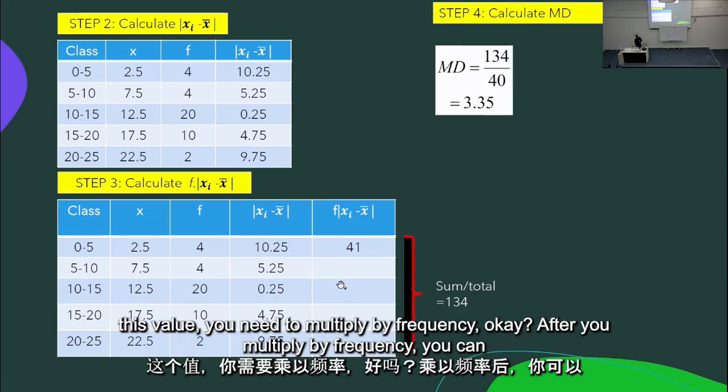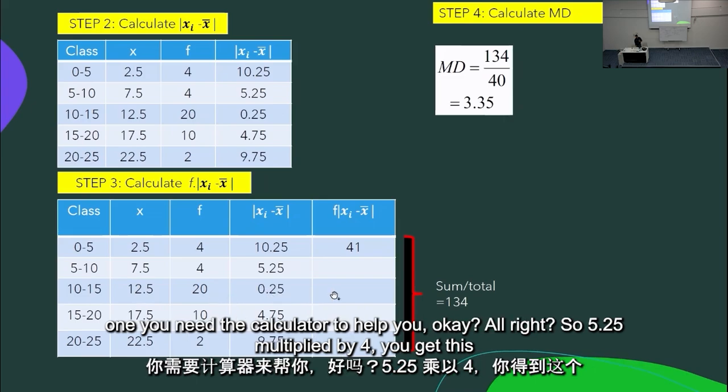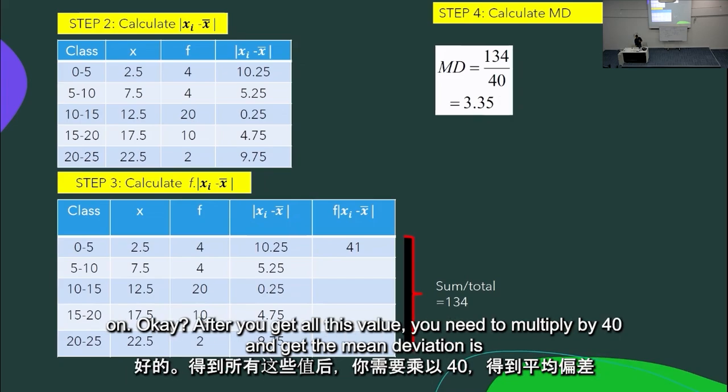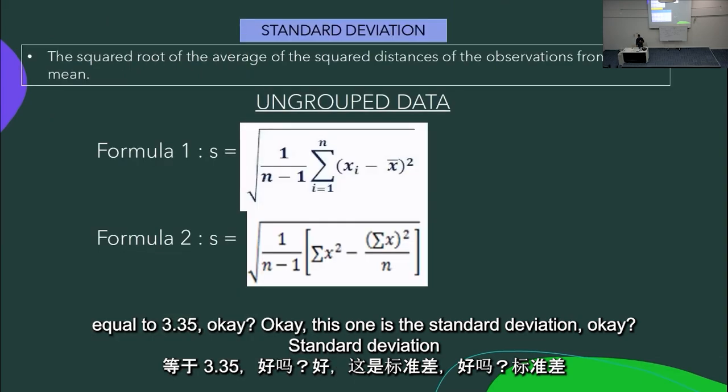After you get all these values, you need to multiply by the frequency, and then you can complete this table. 10.25 multiplied by 4 gives 41. For this you need a calculator to help you. 5.25 multiplied by 4, you get this value. 0.25 multiplied by 20, you get this value. 4.75 multiplied by 10, you get this value, and so on. After you get all these values, you divide by 40 and get the mean deviation equal to 3.35.